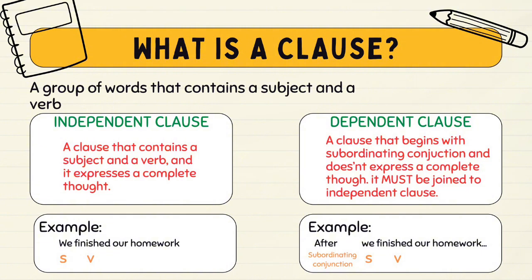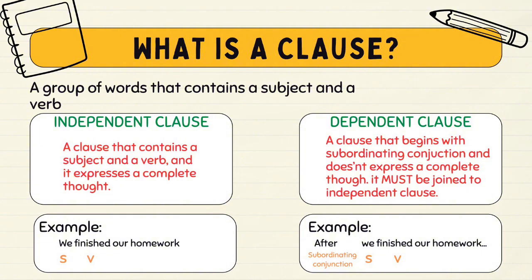A clause is a group of words that contains a subject and a verb. There are 2 kinds of clause. The first is independent clause, the second is dependent clause. An independent clause is a clause that contains a subject and a verb, and it expresses a complete thought. For example, we finished our homework.